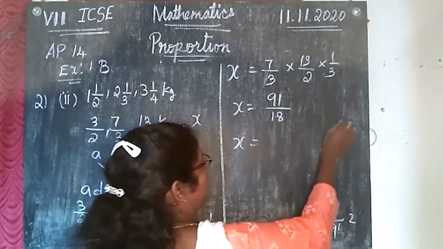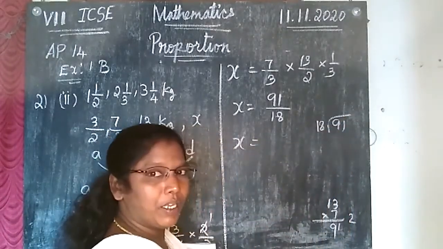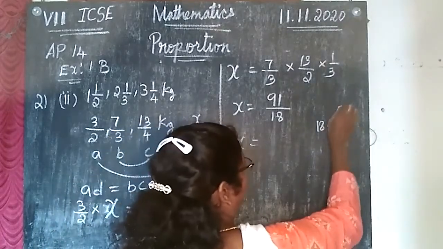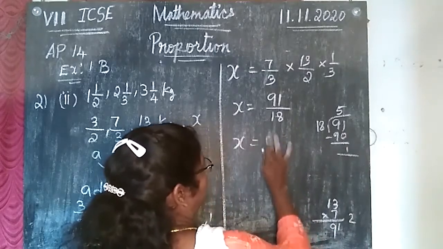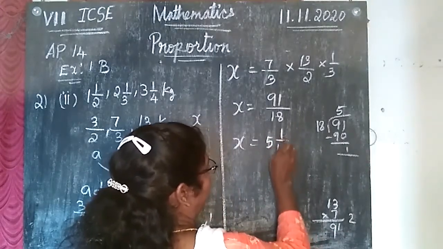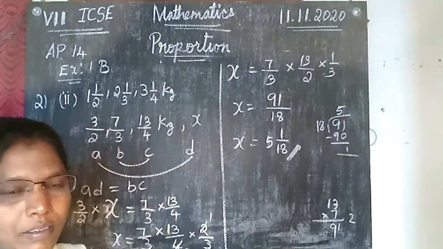And this also can be written as a mixed fraction. We'll divide 91 by 18. How many 18s are there in 91? We have 5 times. 5 18s are 90. Remainder 1. So 5 1 by 18 is the answer, my fourth proportional. Okay.